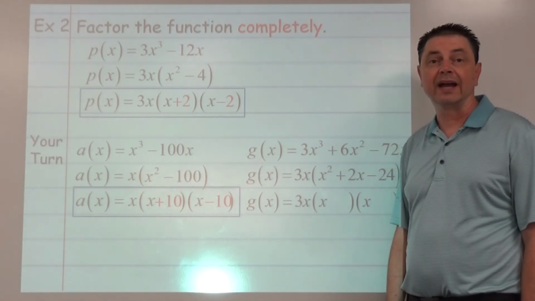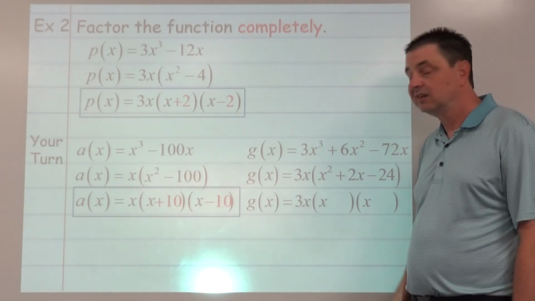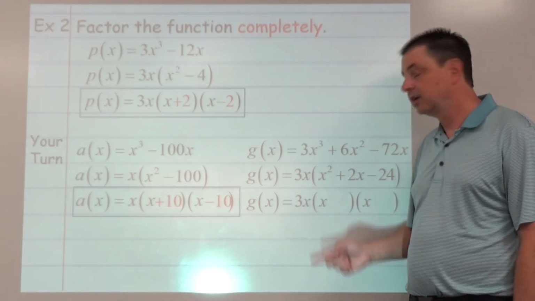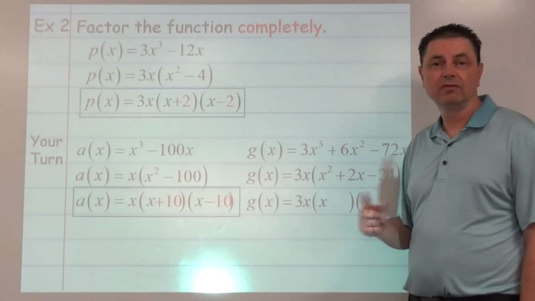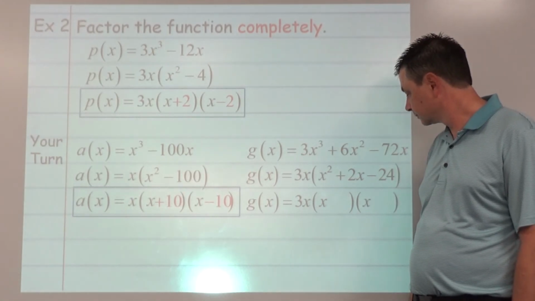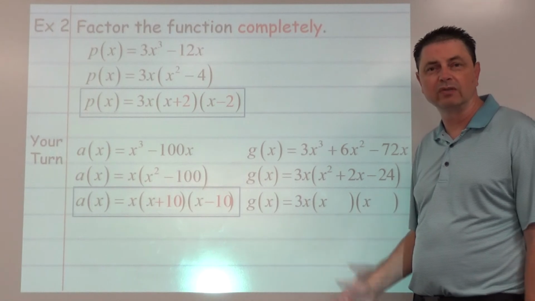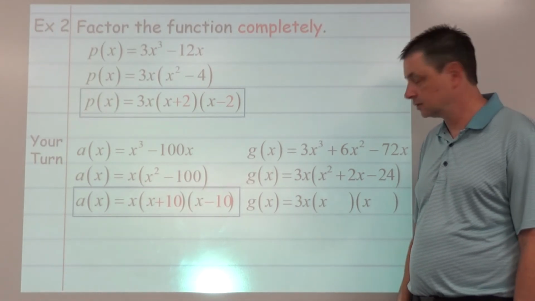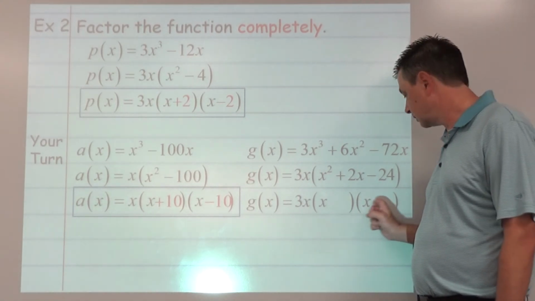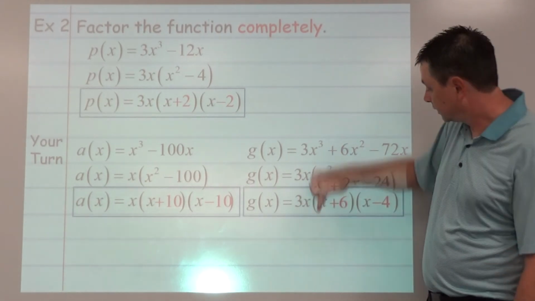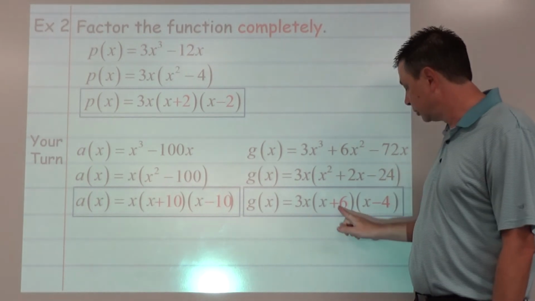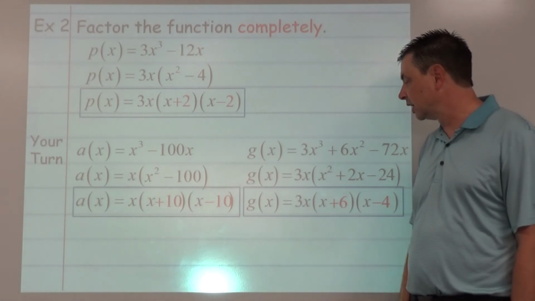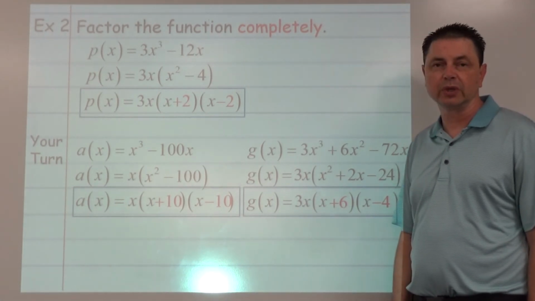What are pairs of factors of negative 24? We've got 1 and negative 24, 2 and negative 12, 3 and negative 8, 4 and negative 6. We have to try them until we find the winning combination. I think the one that works is plus 6, minus 4. Then we get negative 4x plus 6x makes a positive 2x. Box our answer. That's as far as we can go.